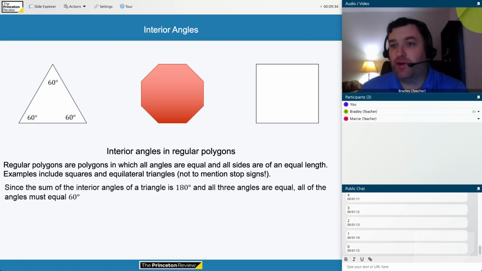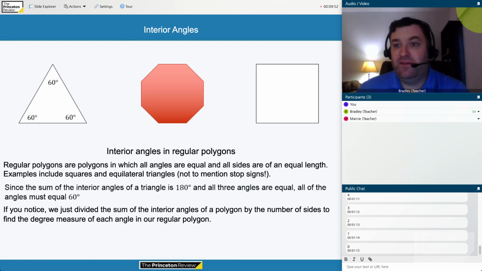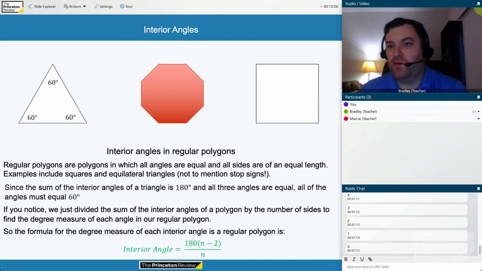So since the sum of the interior angles of a triangle is 180 degrees, as we know, and we know all 3 angles are equal because this is a regular polygon, all of the angles must equal 60 degrees, right? Because it's just 180 divided by those 3 angles. And if you notice, what we did there is we just divided the sum of the interior angles of the polygon by the number of sides to find the degree measure of each angle in the regular polygon. So that's just the basis of our formula for the degree measure of the interior angle of a regular polygon, which is the interior angle equals 180 times n minus 2 over n, right? Where once again, n is the number of sides.